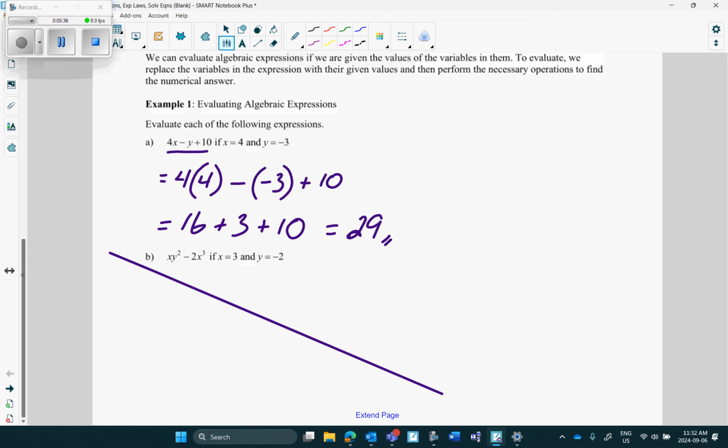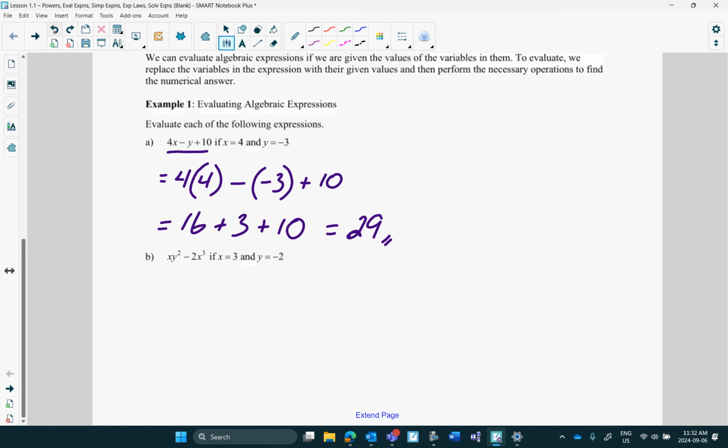This one's a little bit more complex because we've got some exponents and we've got variables in more than one place. So we've got an x, so automatically I replace that with 3 in parentheses. Then we've got a y, I replace that with -2 in parentheses. And then there's an exponent after that, then there's an x, which means I put parentheses 3, and then that as an exponent to the third.